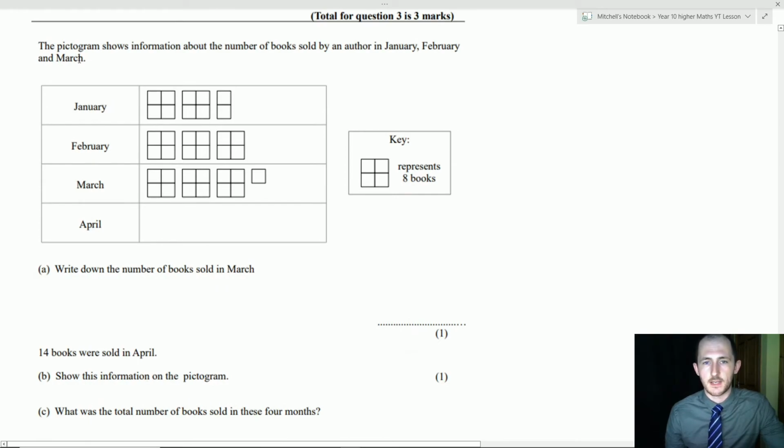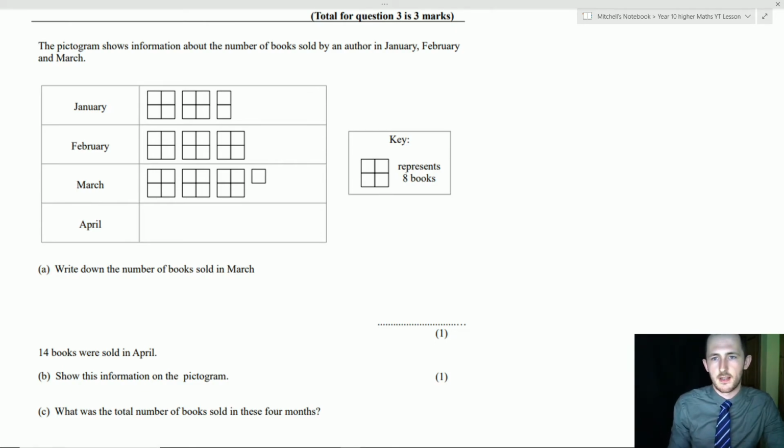Okay, next one. So the pictogram shows information about the number of books sold by an author in January, February, and March. And it says that each full square, so a square that's made up of 4 squares, represents 8 books. Okay, so if I just go through this, this represents 8. That's 8. That's half of it, so that would only represent 4. This represents 8, 8, 8, 8, 8, 8. That's a quarter of it, so a quarter of 8 is 2. Are there any questions where I got those numbers from? Just a few seconds and then I'll move on.